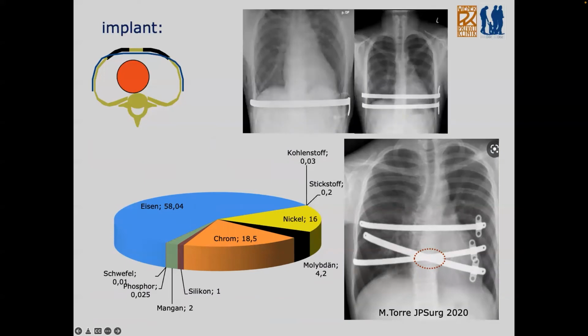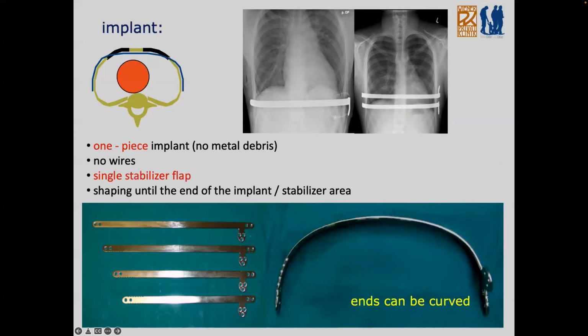The one-piece implant with a permanently integrated stabilizer flag avoids the just mentioned complications. It can be adjusted to the body on both sides until the end. 2 implants can be used on top of each other for older persons and stiff thorax. If you are waiting for the implant, you get this implant in a straight fashion. You have to shape it individually during the operation.